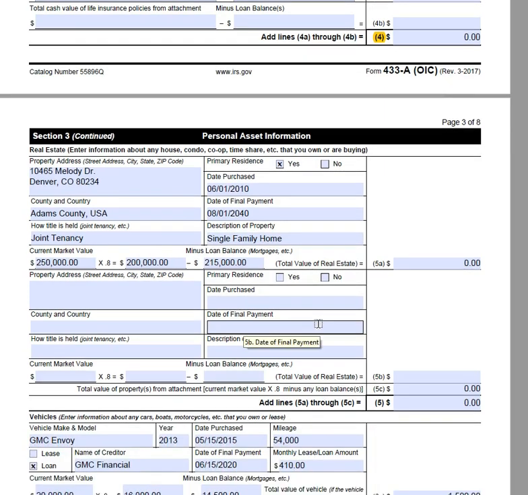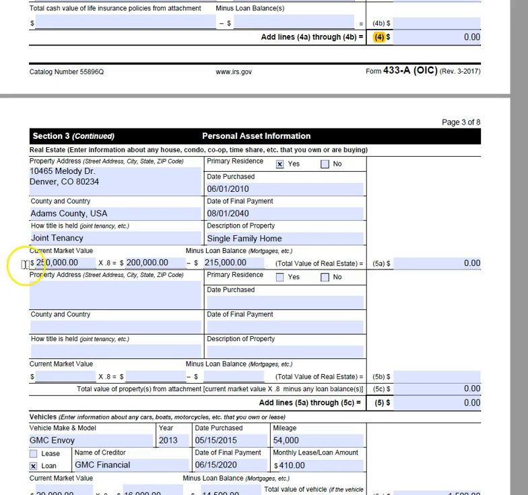Next page is going to continue section 3 with your personal asset information. This is going to be your real estate information is what's going to start on this page. So you're going to put in your address if it's your primary residence, date it was purchased, county and country that it's in, date of final payment, how the title is held, description of property. In most cases, this is going to be a single family home. If you own an apartment complex or something else, then you're going to put in that description here so that the IRS has the description of it.